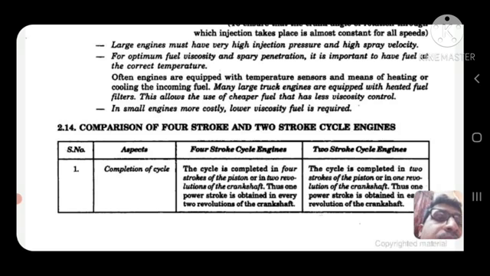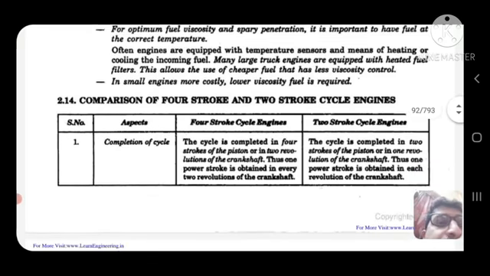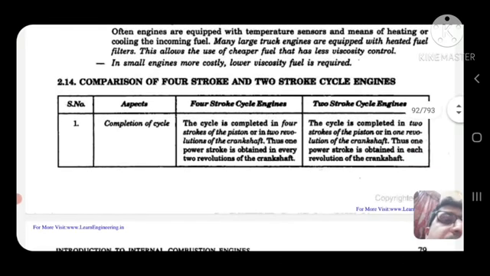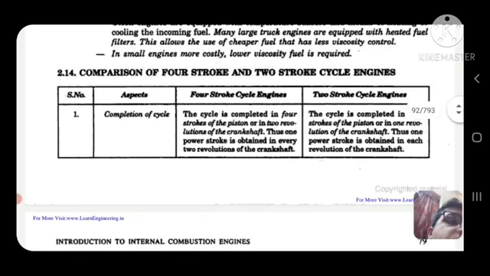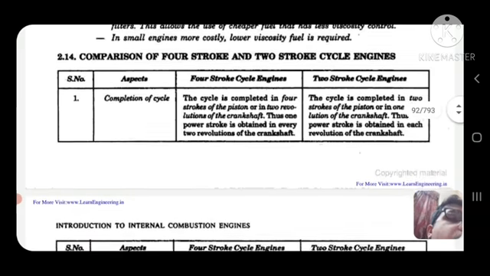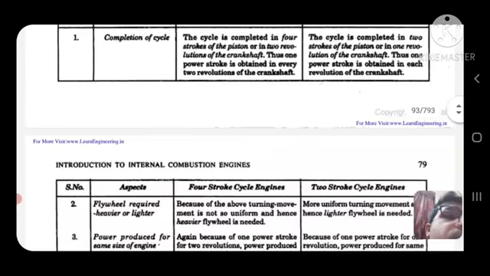Comparison of 4-stroke and 2-stroke cycle engine. First one is completion of the cycle. In a 4-stroke cycle engine, the cycle is completed in 4 strokes of the piston or in 2 revolutions of the crankshaft. Thus, 1 power stroke is obtained in every 2 revolutions of the crankshaft. In a 2-stroke engine, the cycle is completed in 2 strokes of the piston or in 1 revolution of the crankshaft. Thus, 1 power stroke is obtained in each revolution of the crankshaft.